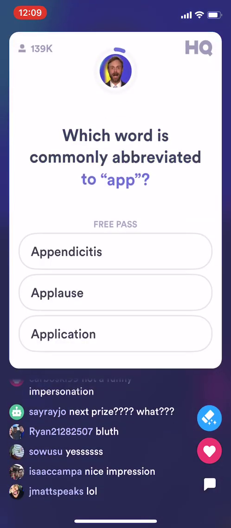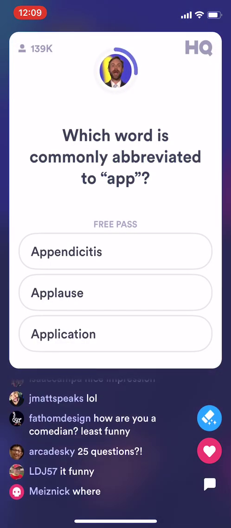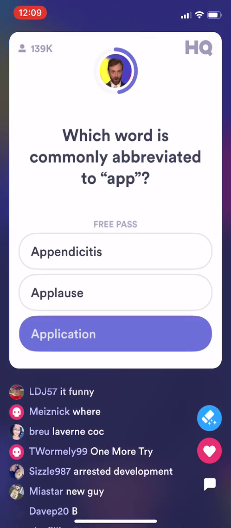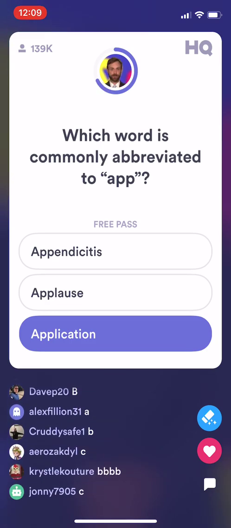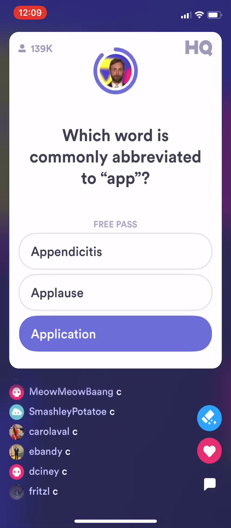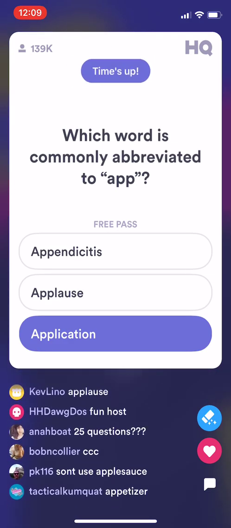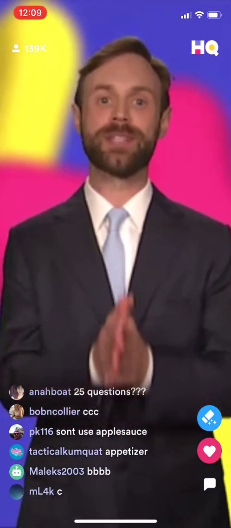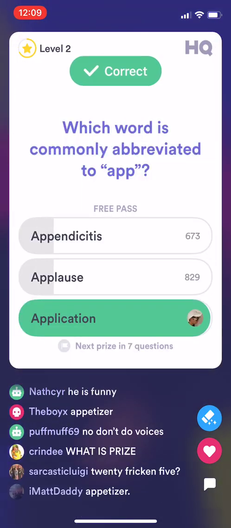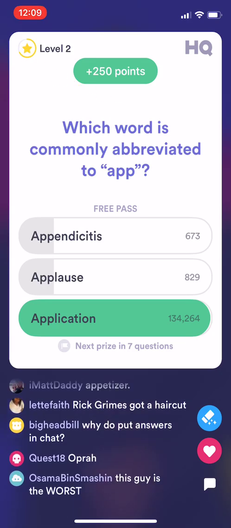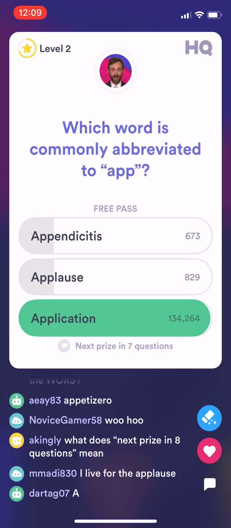Which word is commonly abbreviated to app: appendix, applause, application? So usually when someone says app, they're talking about, that's right, an application. An application, we've all got thousands. 134,264. Press the correct answer.